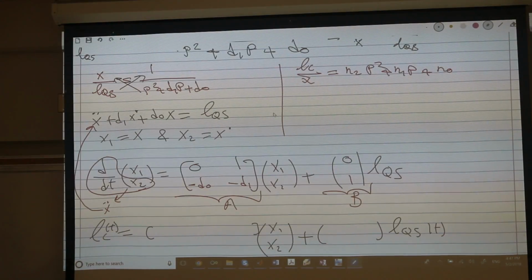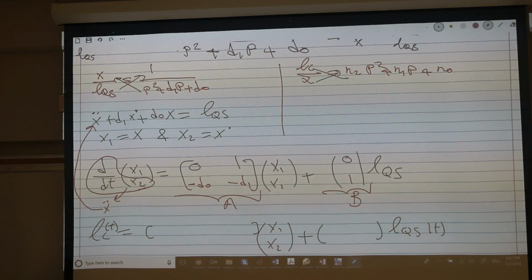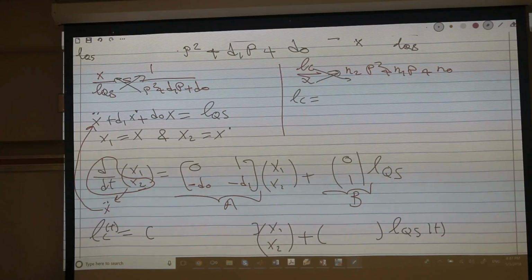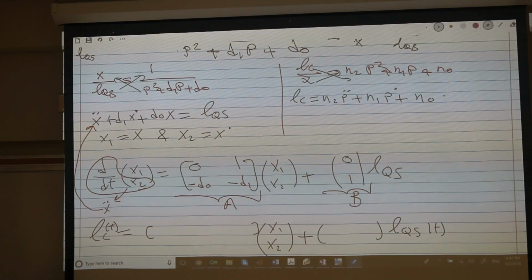So again, I multiply here and there. Your L circulatory, this is your output equation, is N2 x double dot plus N1 x dot plus N naught x. So these terms are easy. N naught times x here is N naught times x, and N1 times x dot here is N1 times x dot.